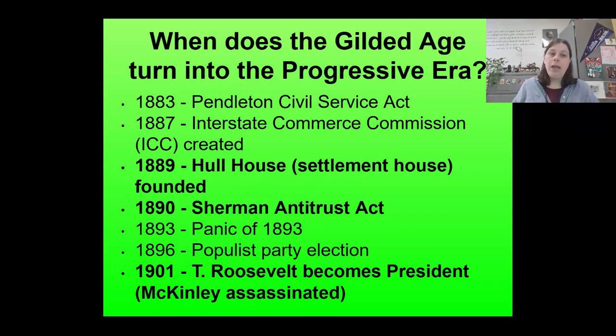And then in 1889, right at the end of the 1880s, as I mentioned earlier, is when Jane Addams founds Hull House, which is really the first social or urban reform of the progressive era. So those are some 1880s things that are at least foreshadowing progressivism.